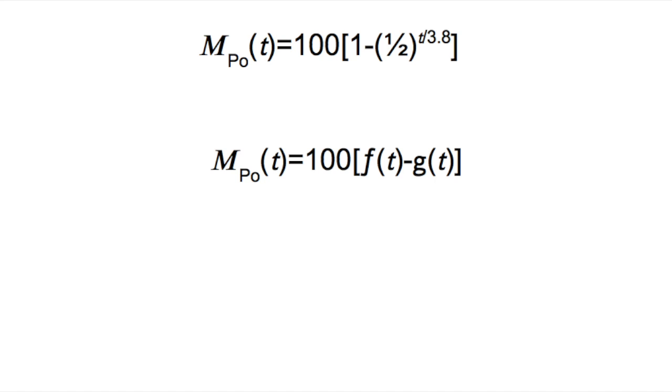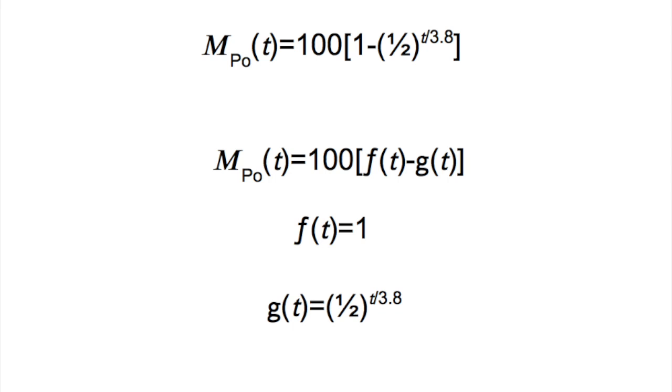To make it easier to see the separate parts of the equation, we will rewrite it to be MPO at t equals 100 times f at t minus g at t, where f at t equals 1 and g at t equals 1 over 2 to the power of t over 3.8.